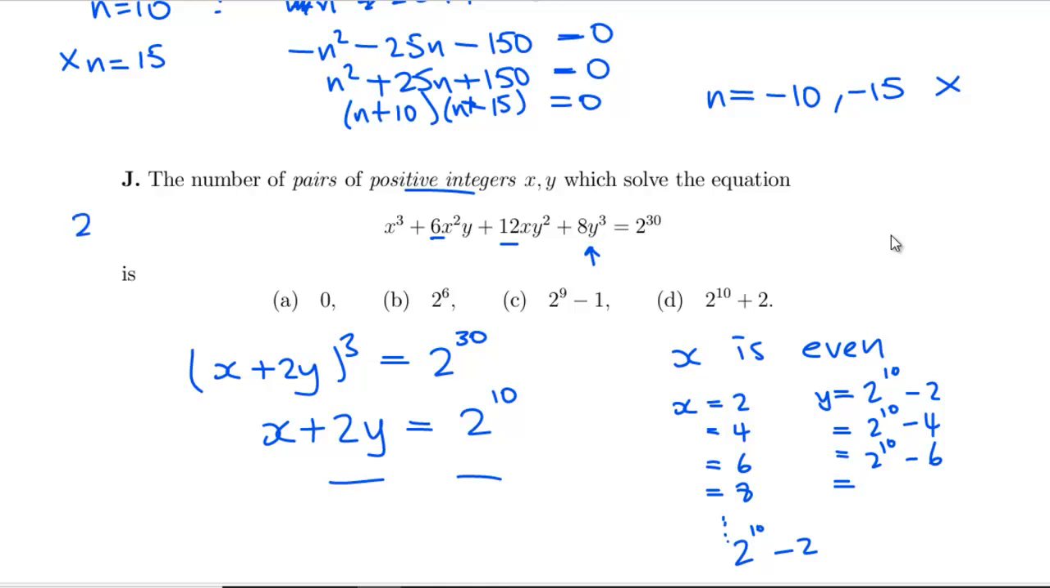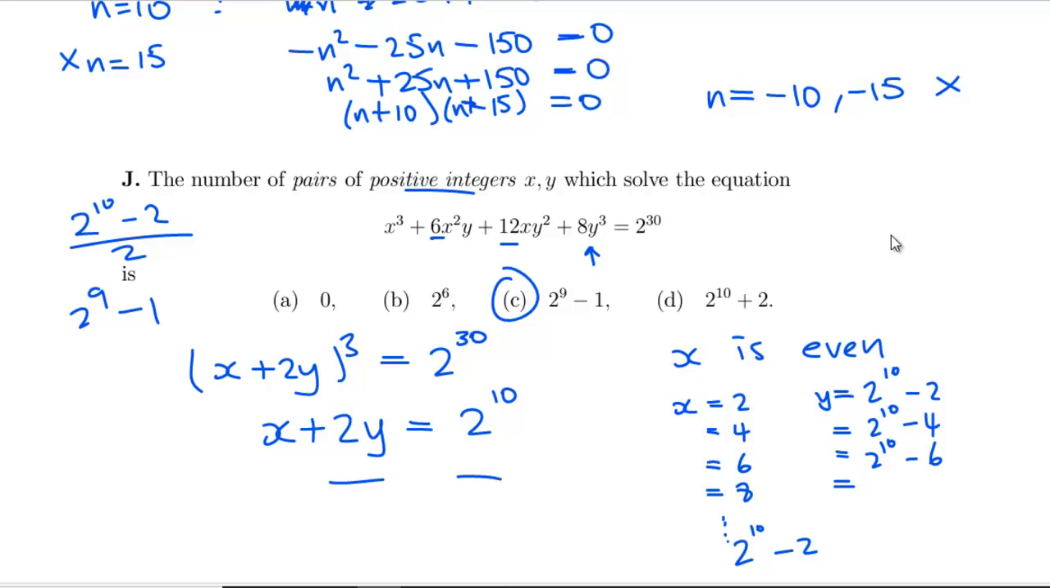Right, so 2 to the 10 minus 2, and we're going every other number. So we just need to divide that by 2. And that is going to be the number of steps that we're doing. So that is 2 to the 9 minus 1, which is C. I mean, it's satisfying that it's one of the ones that they've given.